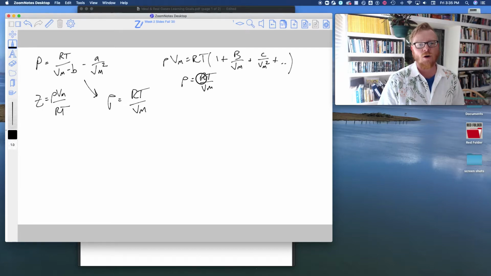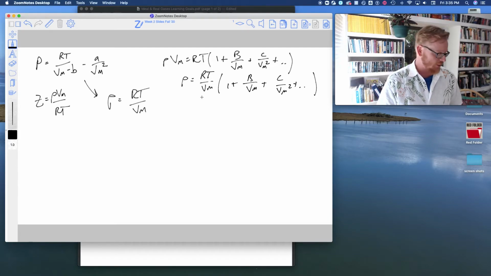So that's an R. Whoa, let's try that again. RT, right? So all I did was divide by Vm over there. And then I know that's 1 plus B over Vm plus C over Vm squared, etc. So I'm starting to see some similarities here. All right, and that's a good thing.